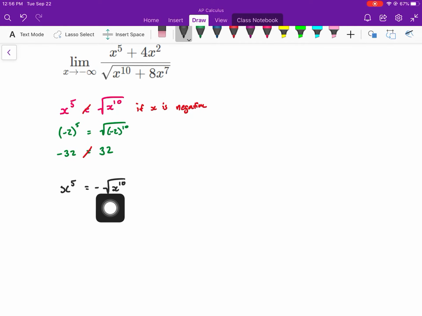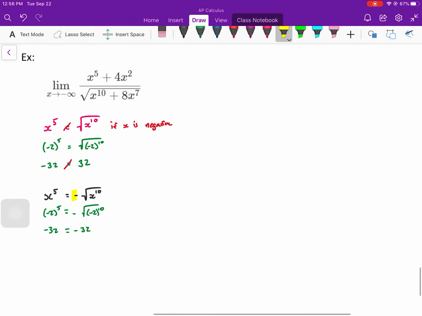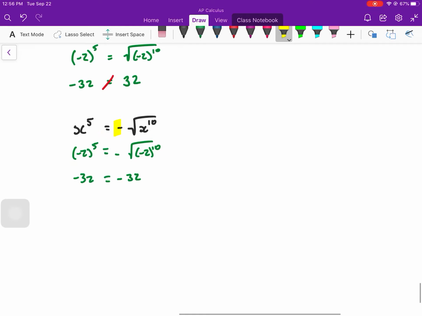And this will work because now if we plug in the negative 2, that negative is going to do the adjustment. So we kind of have this split here. This will give us negative 32. This will give us negative 32. And so this is going to help make that equivalent. Now I want to go ahead and use this. Before I do, let's talk about this a little bit more.